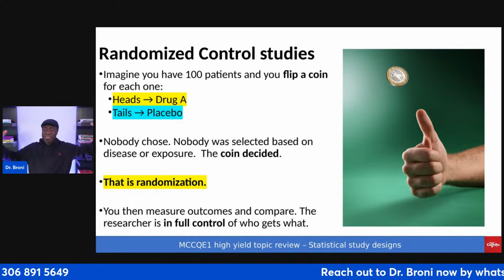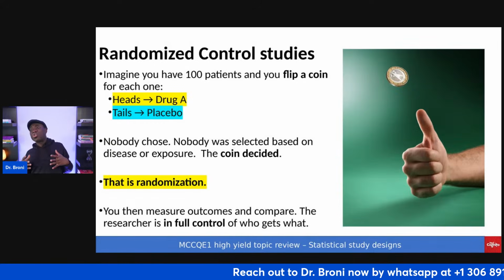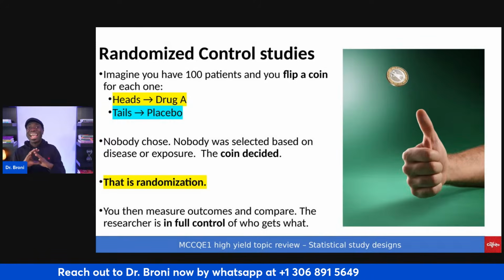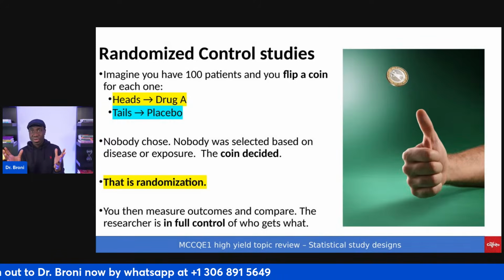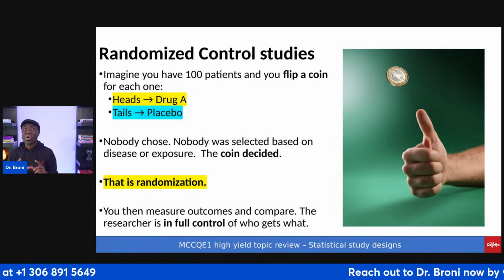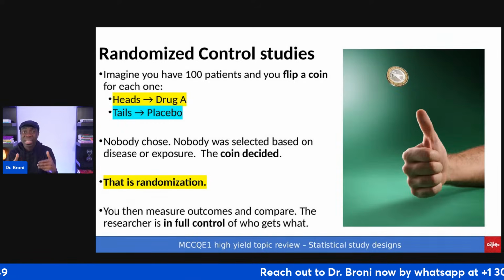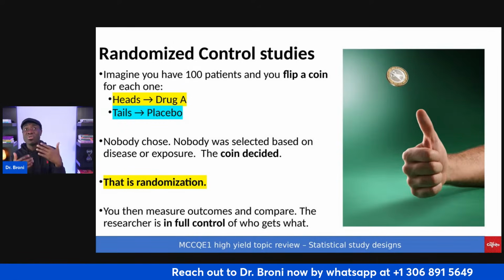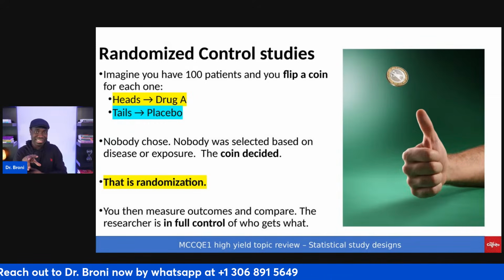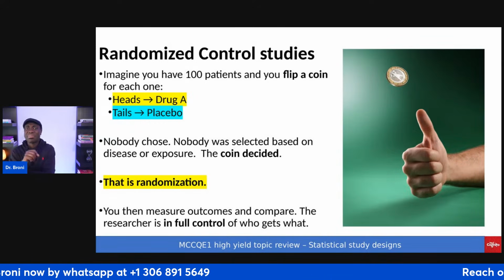And we believe that if we do it on a large number of individuals, by the end of the day, we would have distributed them randomly. So that is what we call randomized, right? That is the power of randomization, so that you are not biased. So you then measure outcomes and compare.